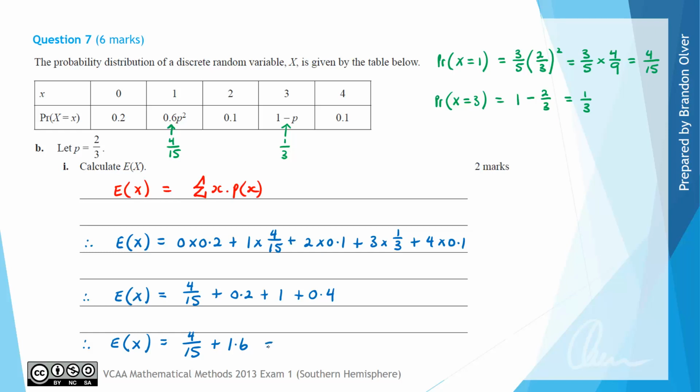And now to evaluate that, we're going to get a common denominator. So we're going to use the 15. So we're going to have 4 over 15 plus, and 1.6 as a fraction over 15 is the same as 15 over 15 will give the 1. And then the 0.6 is the same as 9 over 15. So that'll give 4 over 15 plus 24 over 15 equals 28 over 15 as the correct answer for this question.